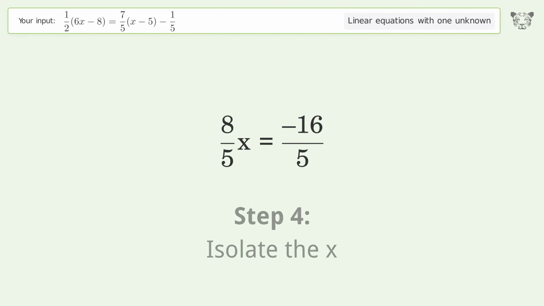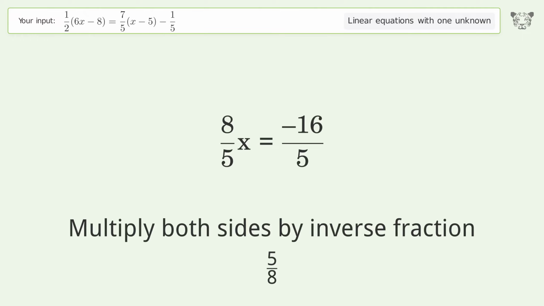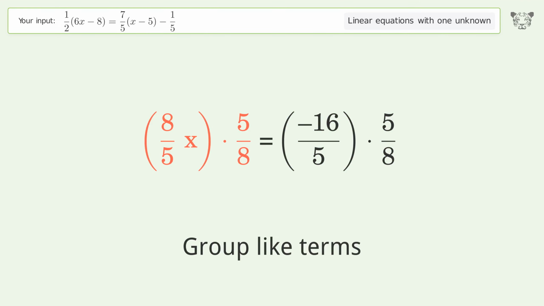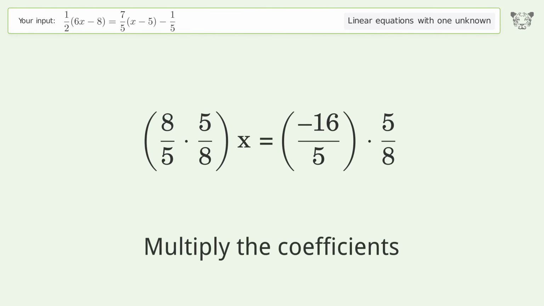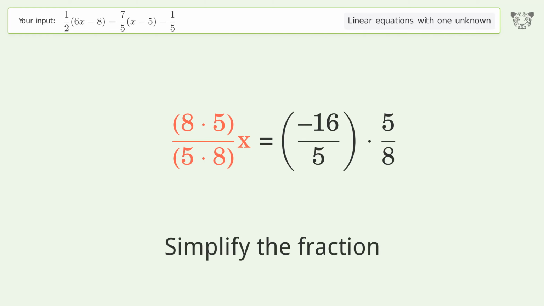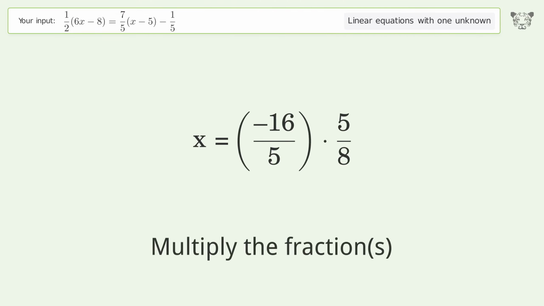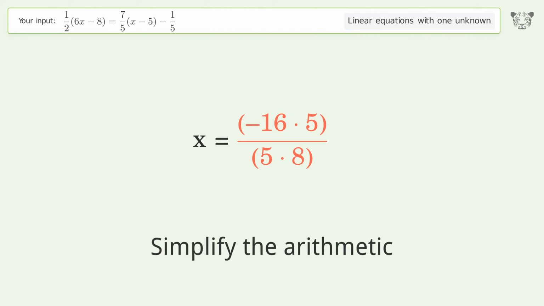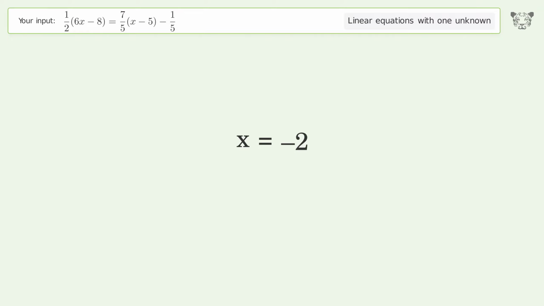Isolate the x. Multiply both sides by inverse fraction 5/8. Group like terms. Multiply the coefficients. Simplify the fraction. Multiply the fractions. Simplify the arithmetic. And so the final result is x equals -2.